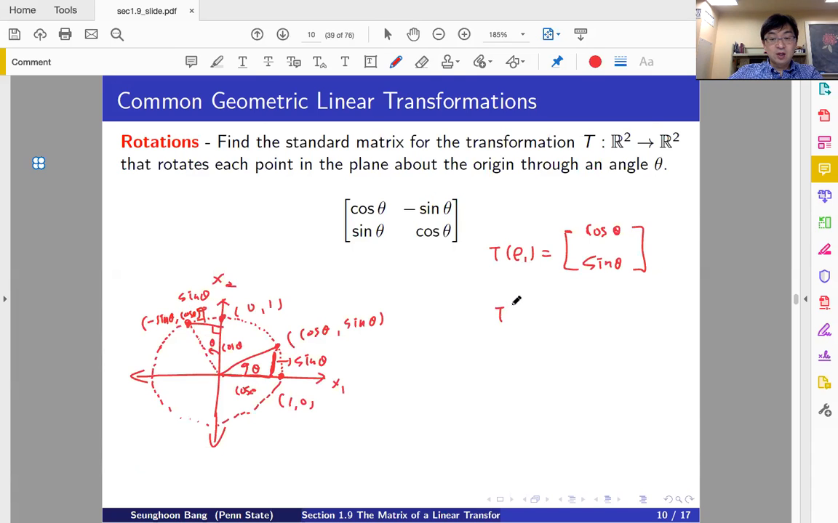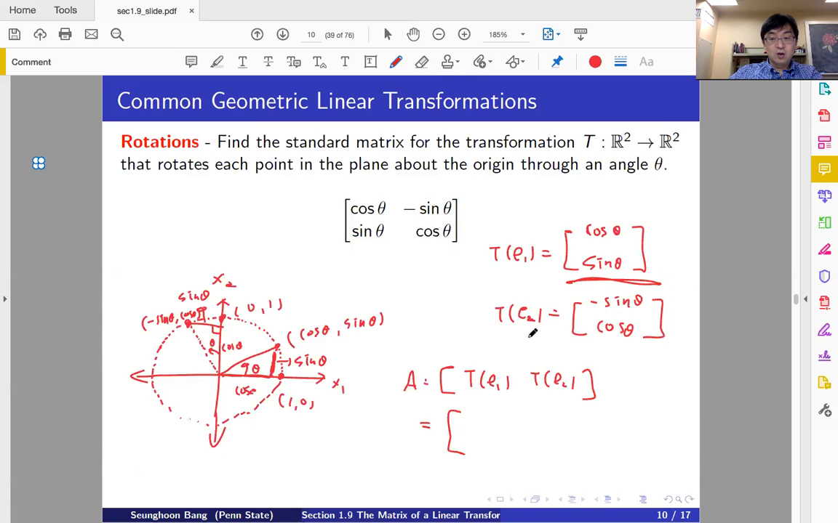So what does it mean? T(e2) is going to the negative sine theta and cosine theta. So what does the matrix say? T(e1) is this one: cosine theta, sine theta, the first column. T(e2) is this one: negative sine theta and cosine theta. So that's it. This is the whole idea for solving this problem.